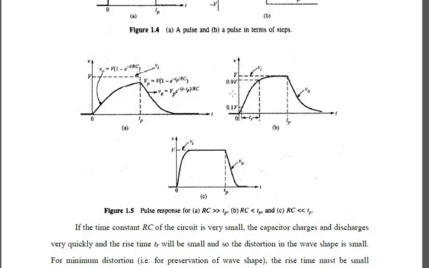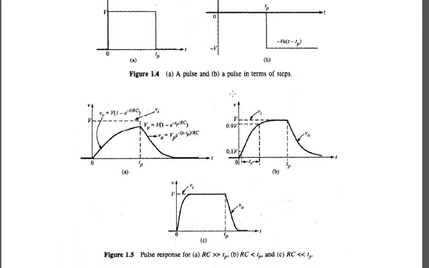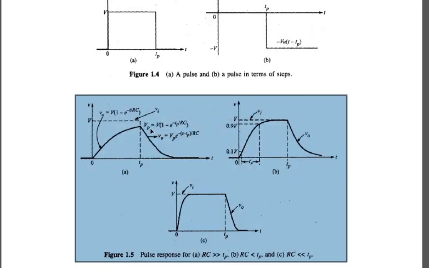We'll go to figure 1.5, this one. See, this is the pulse when your RC is greater than TP, so your output will be similar to the step input voltage, that is V naught of t equals V times (1 minus e to the power of minus t divided by RC). Here you will be getting the output when RC is greater than TP, at the end of that particular pulse.